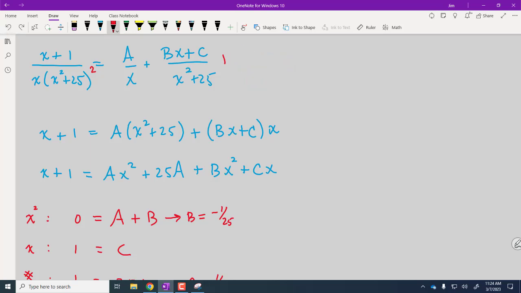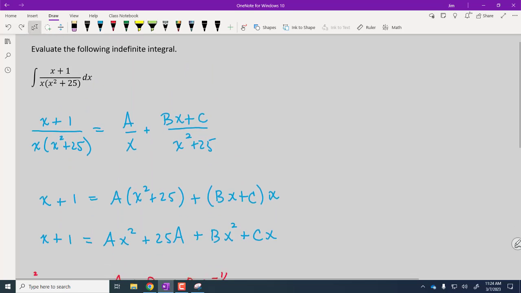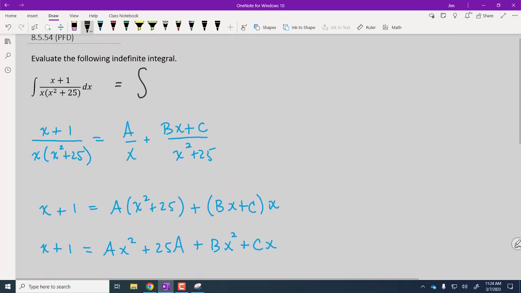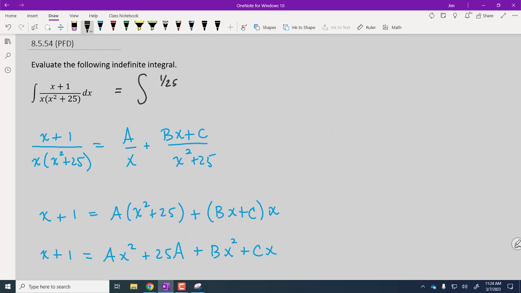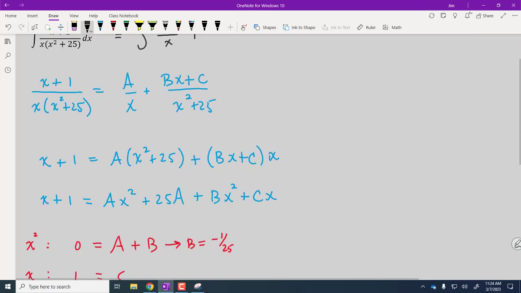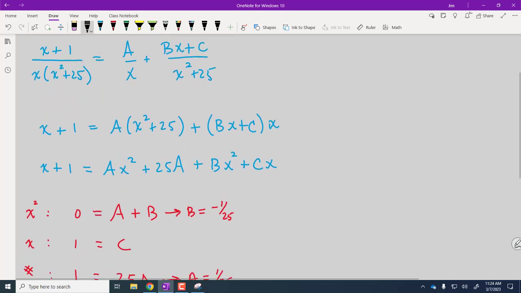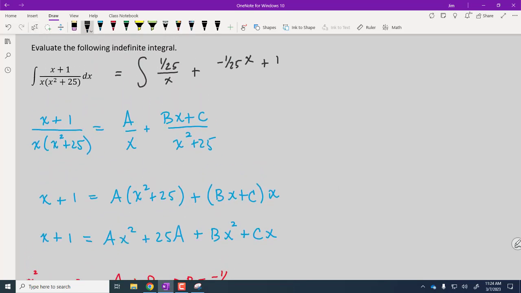So now we can rewrite our integral as the integral of a over x. So a is positive 1/25. So 1/25 over x plus b, which is minus 1/25, so minus 1/25 multiplied by x plus c, and c we said was 1. All that's divided by x squared plus 25.